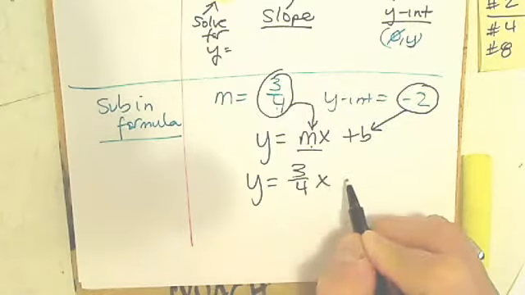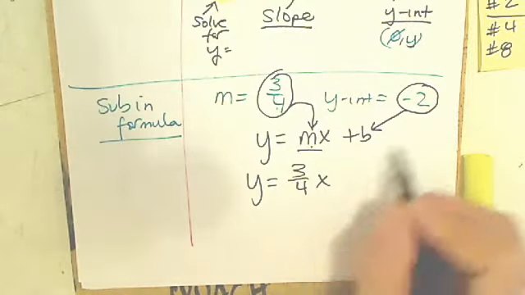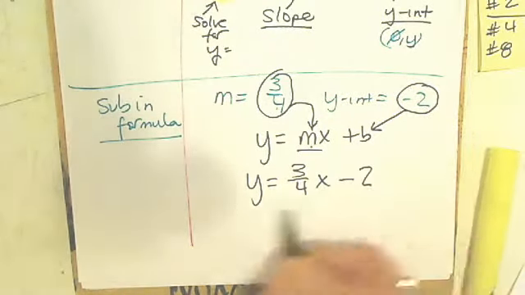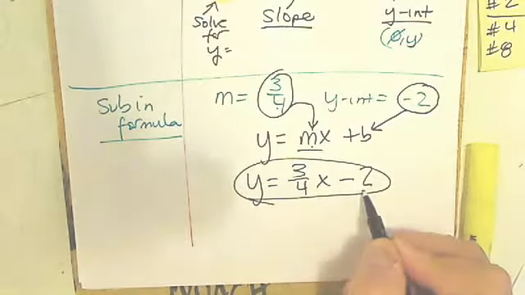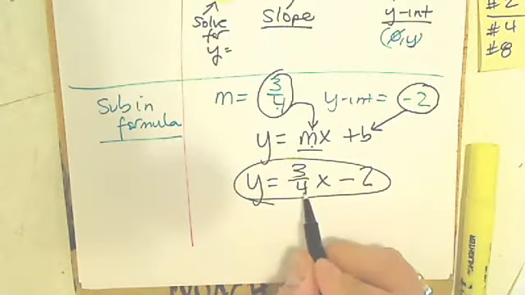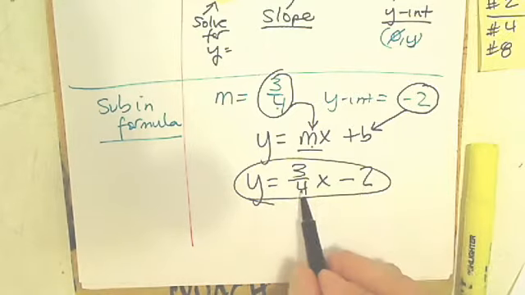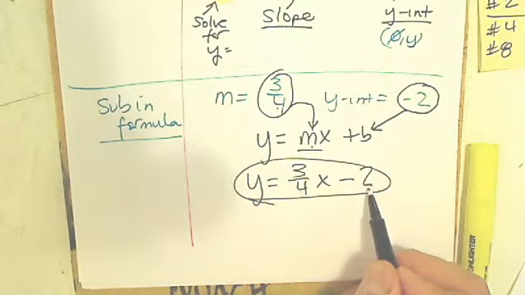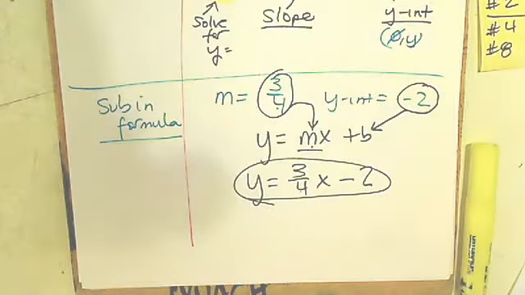Three-fourths x. Nope, negative. Minus 2. Minus 2. mx plus b. 3/4 is your slope. -2 is your y-intercept. 3/4 x minus 2. You're substituting it in where they need to go.